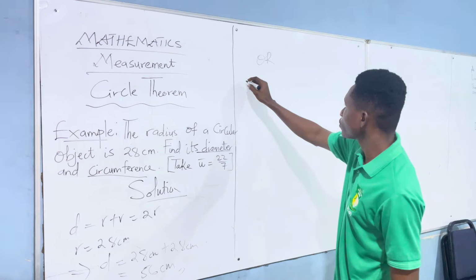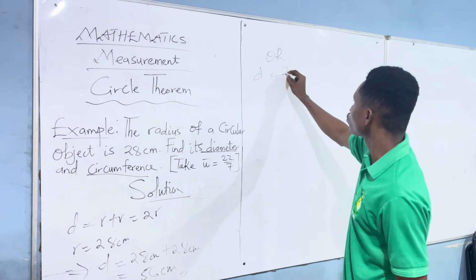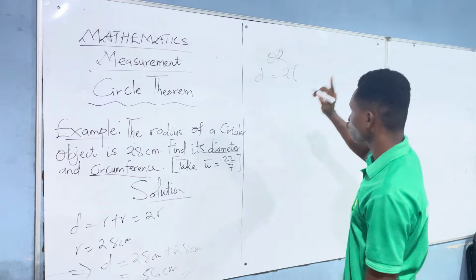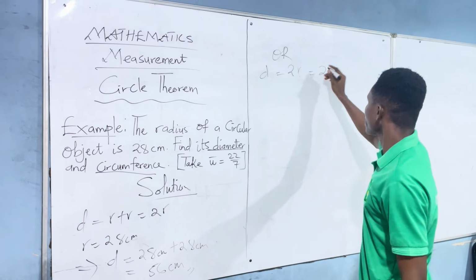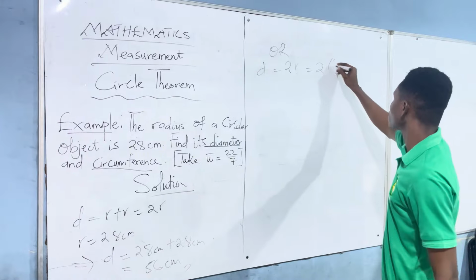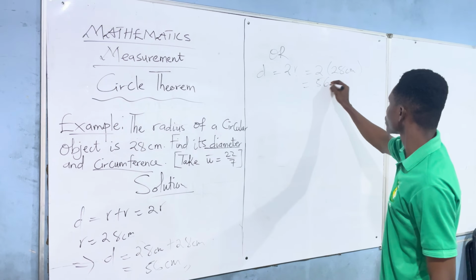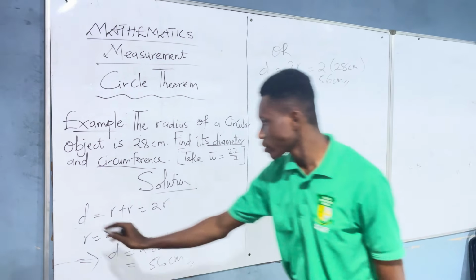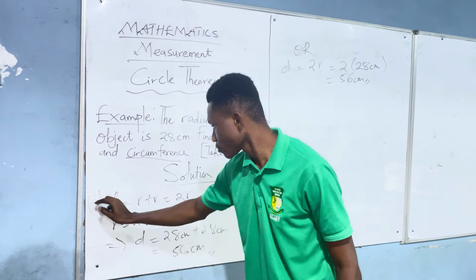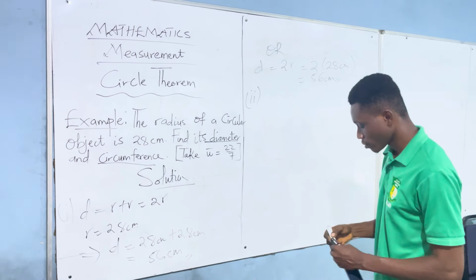Or our diameter becomes 2 times our radius. So let me do it this way: 2 times, and our radius is 28 what? Centimeters, which is still 56 centimeters. Now we are done with our first question. Now we move to the next one.